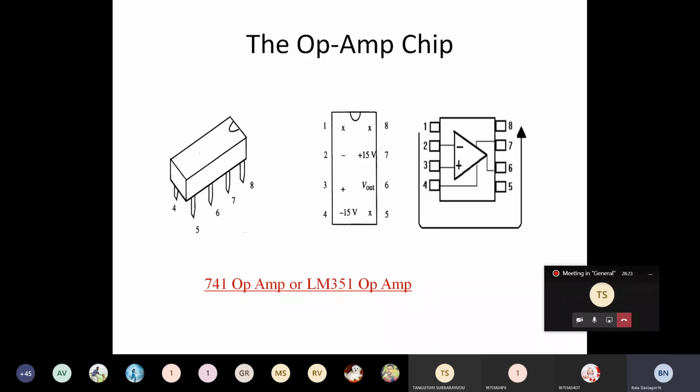So this power supply also depends upon the type of manufacturer. It ranges from plus or minus 12 volts to plus or minus 22 volts.